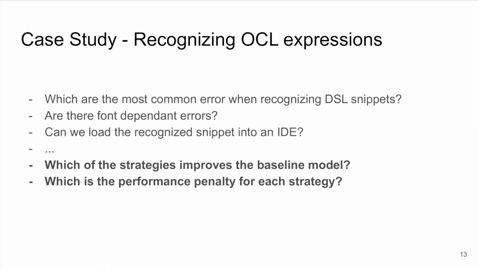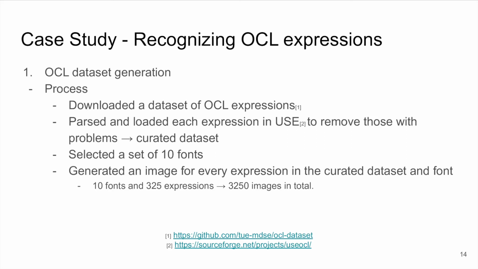We have an empirical study in which we want to solve the following questions. Which are the most common errors when recognizing DSL snippets? Are there font-dependent errors? Can we load the recognized snippets into an IDE? Which of the strategies improves the baseline model? Which is the performance penalty for the strategy? Many questions have occurred to us in the development of this work, but in this presentation we are going to focus on the last two.